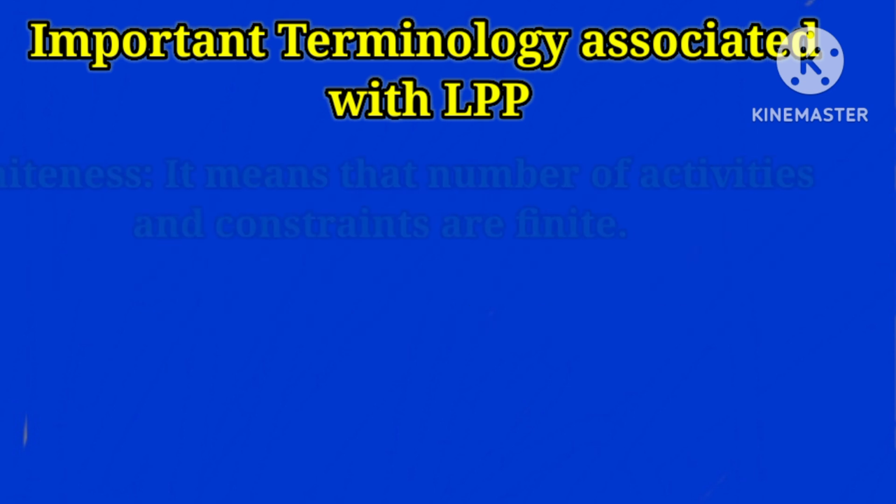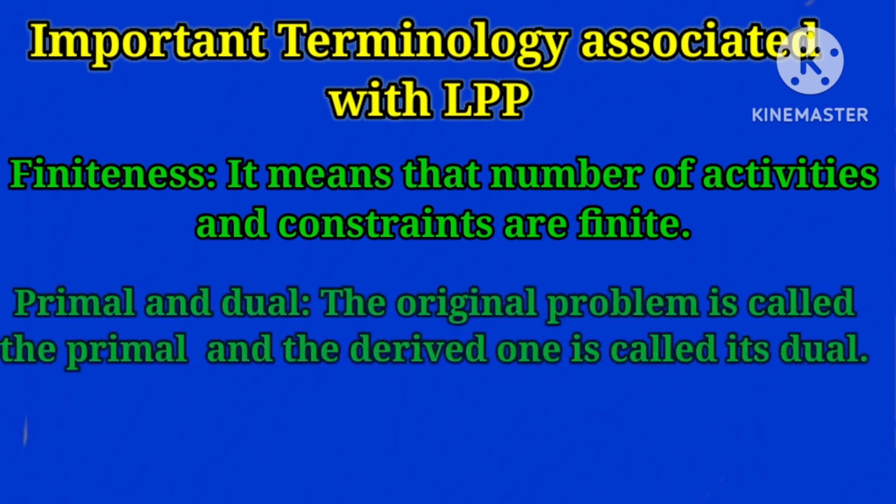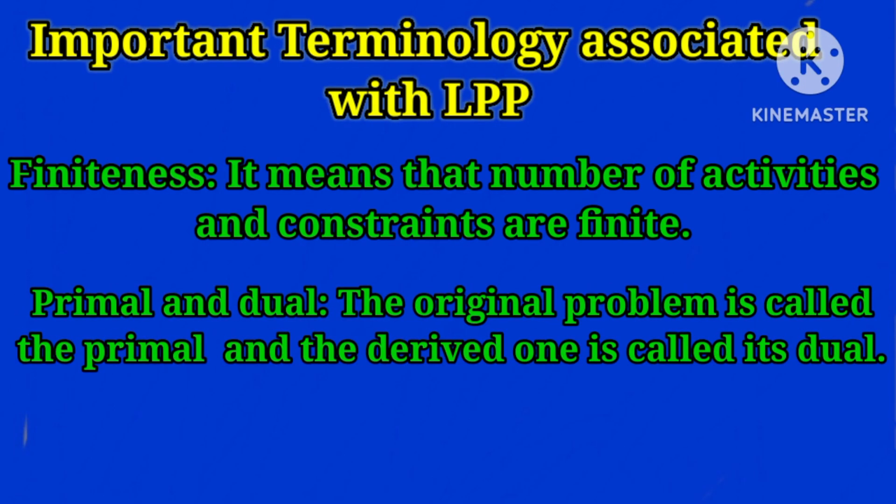Next is finiteness. It means that the number of activities and constraints are finite. Then primal and dual. The original problem or the given problem is called the primal problem, and the derived one is called its dual.